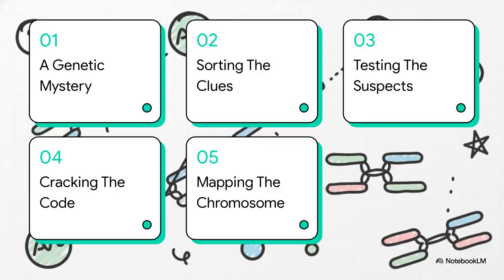So, here's our game plan for this investigation. First, we're going to lay out the mystery itself. Then, we'll learn how to sort the evidence, pulling out the most important clues. From there, it's time to interrogate our 3 main suspects, one by one. And once we've done that, we'll crack the code, revealing the truth, and finally draw the definitive genetic map that all of our evidence has been pointing to.